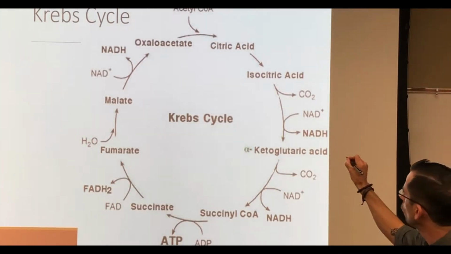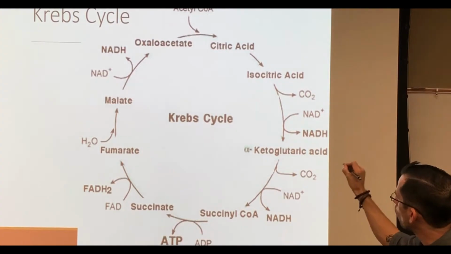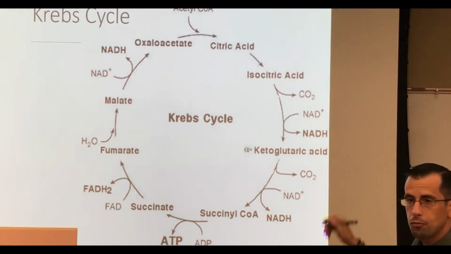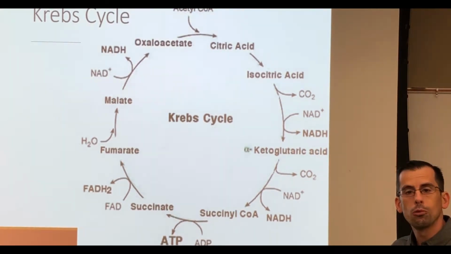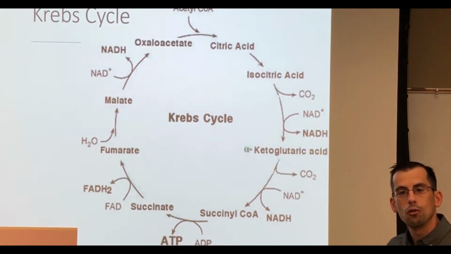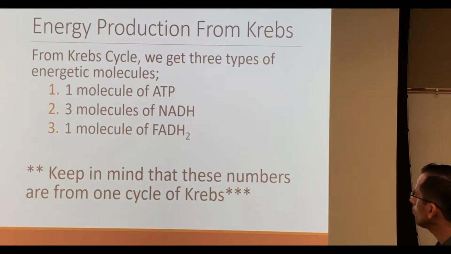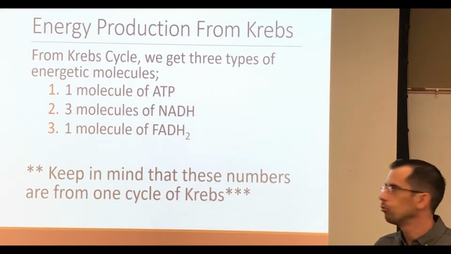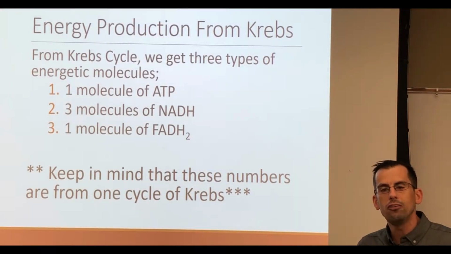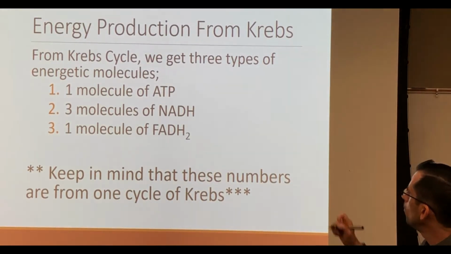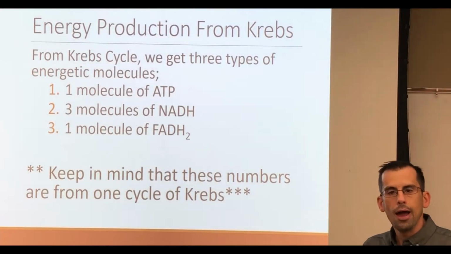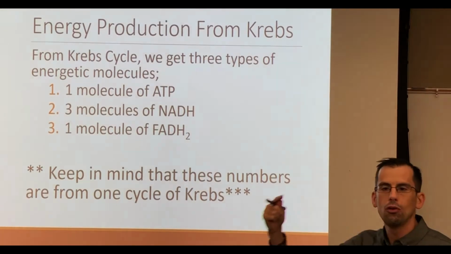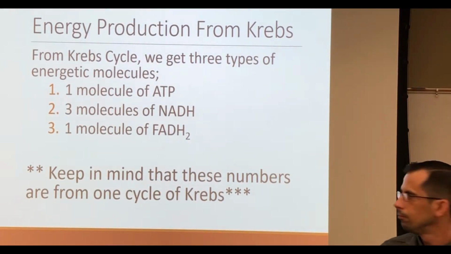Acetyl CoA is going to be considered the starting point for our Krebs cycle. So this is where we get our acetyl CoA from. A continuation from glycolysis, pyruvate getting converted into acetyl CoA. From Krebs cycle, we get 3 types of energetic molecules. We get 1 molecule of ATP, we get 3 molecules of NADH, and 1 molecule of FADH2. Now this is per a single turn of the Krebs cycle.